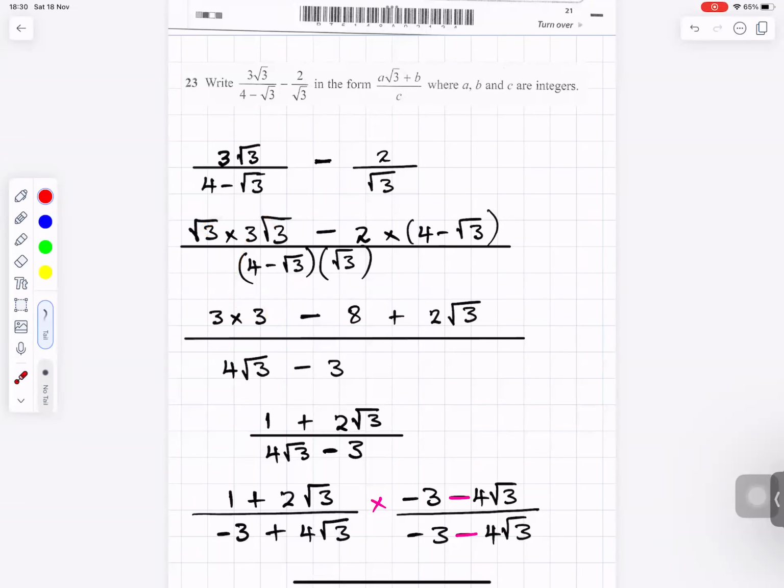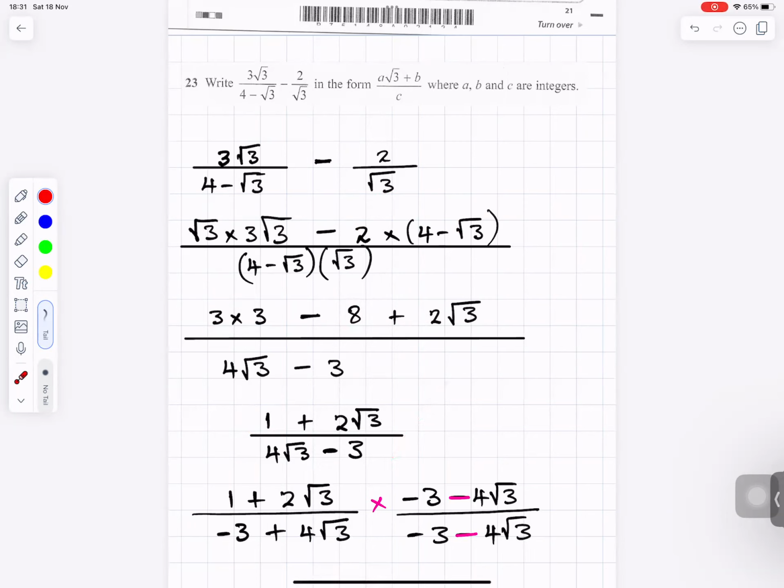Minus, you remove the bracket, 2 times 4 is 8. Minus 2 times minus root 3 becomes plus. Be careful with that. It becomes plus 2 root 3, all divided by 4 root 3 minus 3. 3 times 3 is 9, 9 minus 8 is 1. That's how we got the 1. So it's 1 plus 2 root 3 over 4 root 3 minus 3.